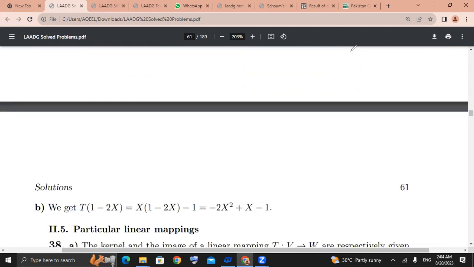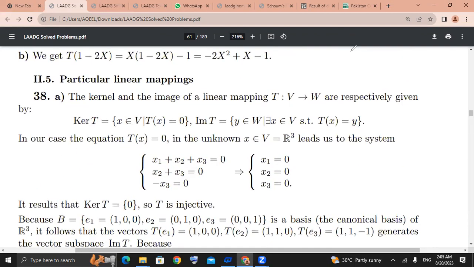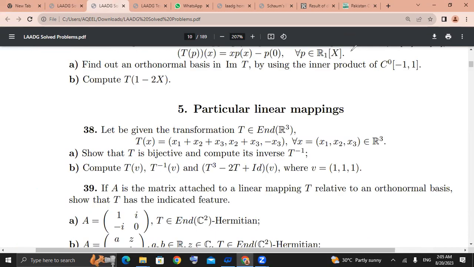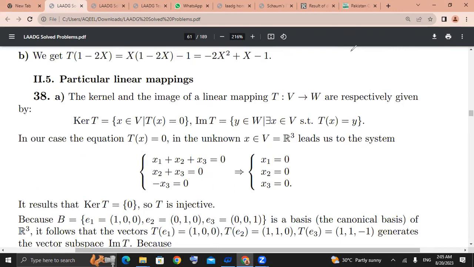So the values you have got here, look, this is question 38. Now I am going towards 38. In 38 he also finds the kernel, so you can also find its kernel.